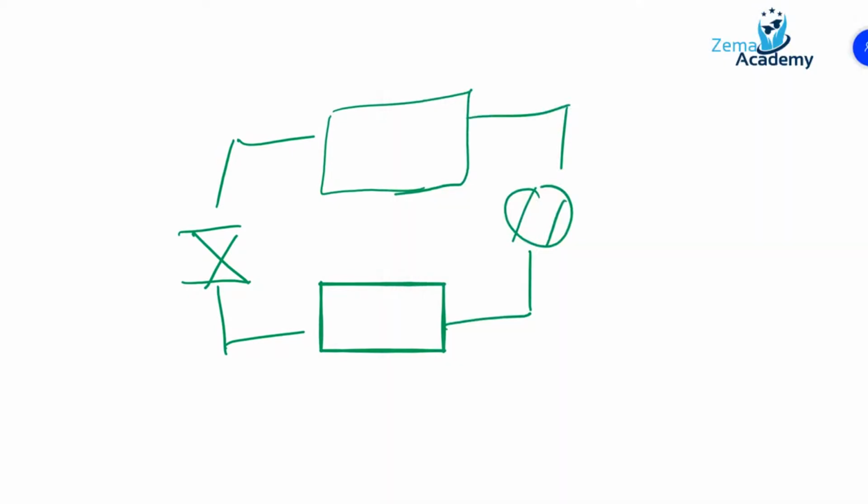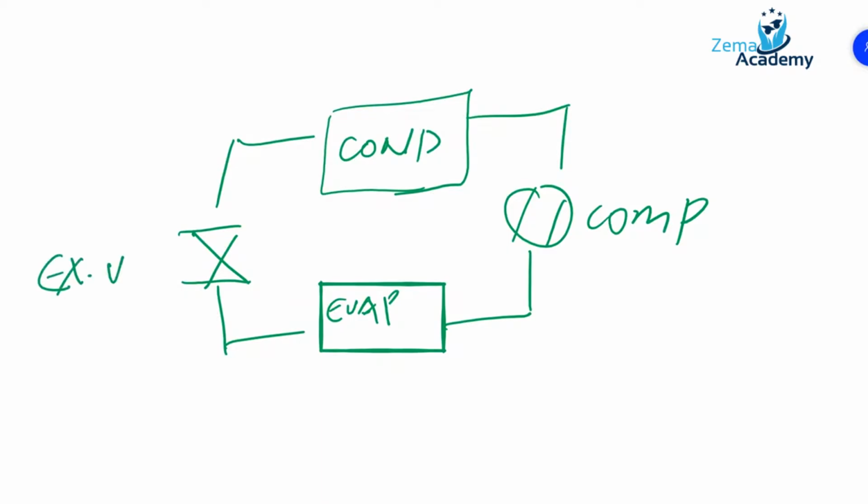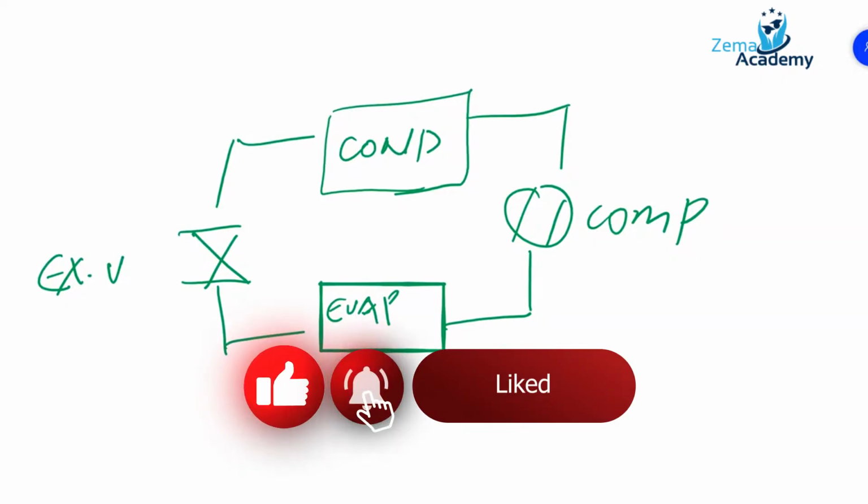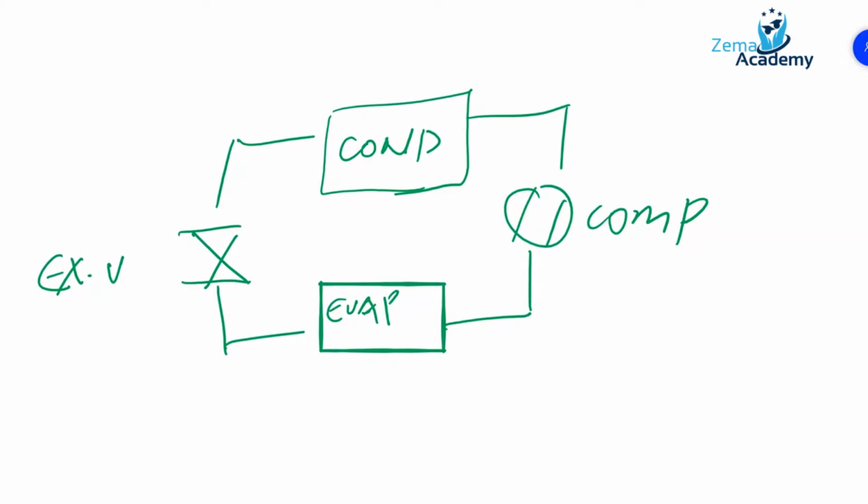Those components are: we've got the evaporator, we've got the compressor, we've got the condenser, and we've got the expansion valve. So the four components of any vapor compression system are the evaporator, compressor, condenser, and expansion valve. These are the four components, or you may also refer to them as four stages.